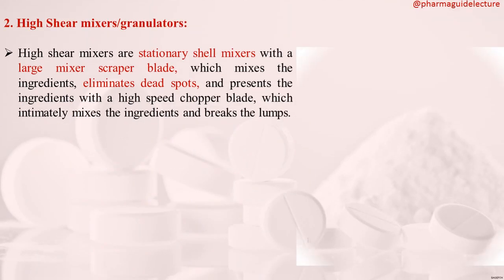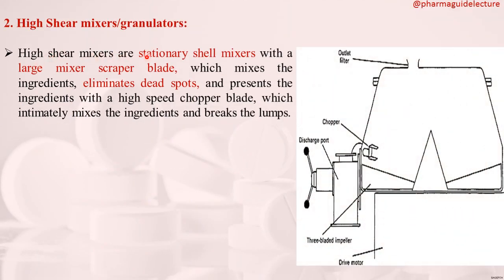Now high shear mixer granulators. High shear mixers are stationary shell mixers with a large mixer scraper blade. This is the 3-bladed impeller. This is the large mixer scraper blade, which mixes the ingredients, eliminates the dead points, and presents the ingredients to a high speed chopper blade. This is the chopper blade, which initially mixes the ingredients and also breaks the lumps.